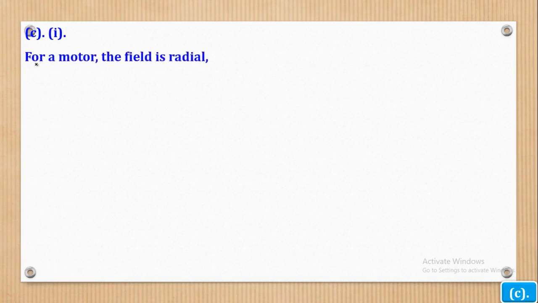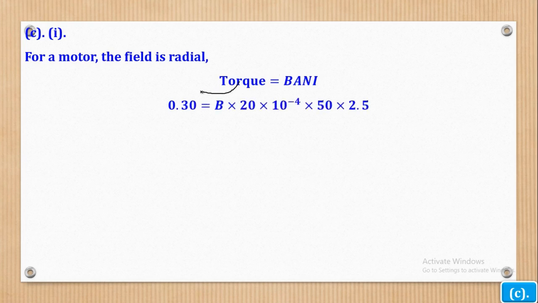So you come and say that for a motor, the field is radial. I believe you know that. Therefore, torque will be equal to BANI: flux density, area, number of turns, and current. So we shall substitute. This was given in the question. Then B is unknown. Area is that.